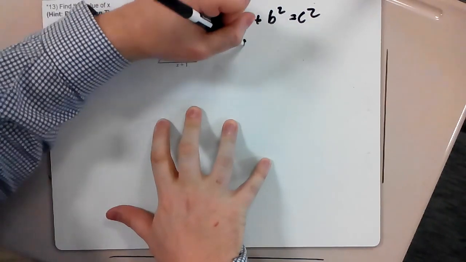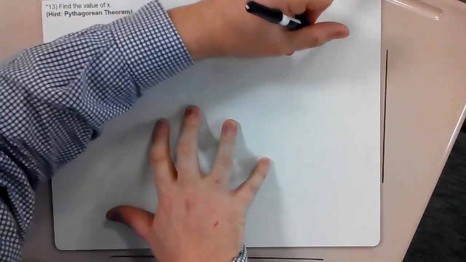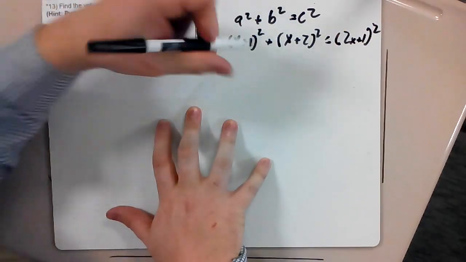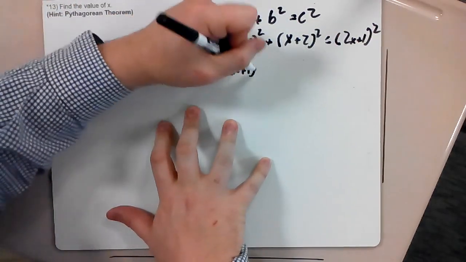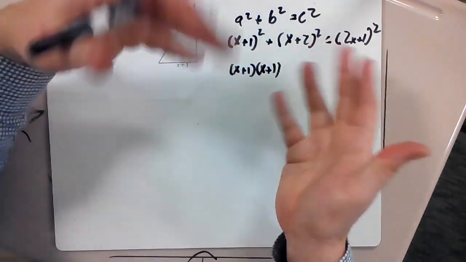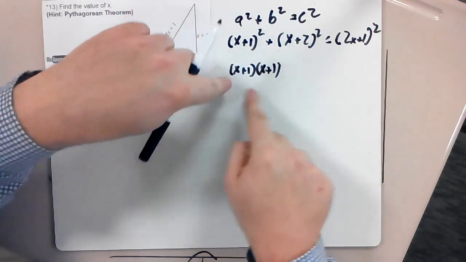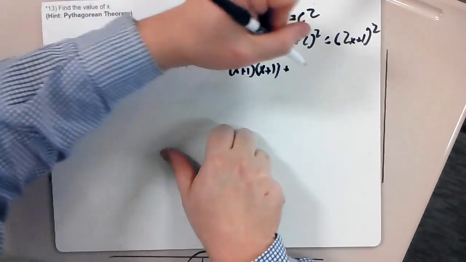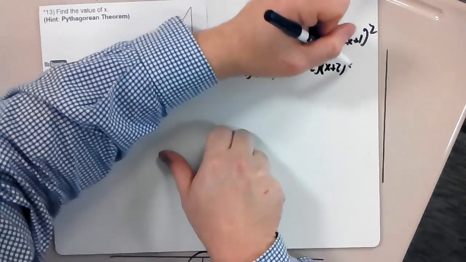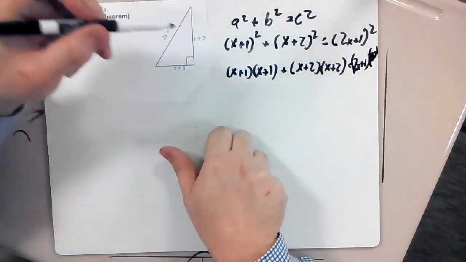I'm going to label that: x plus 1 squared plus x plus 2 squared equals 2x plus 1 squared. Now I'm going to multiply all these out. X plus 1 squared, right? That means, like if it was 5 squared, it'd be 5 times 5. 3 squared is 3 times 3. X plus 1 squared is x plus 1 times x plus 1. Plus x plus 2 times x plus 2. And 2x plus 1 times 2x plus 1. I'm running out of room here, so that's going to get squeezed in there.